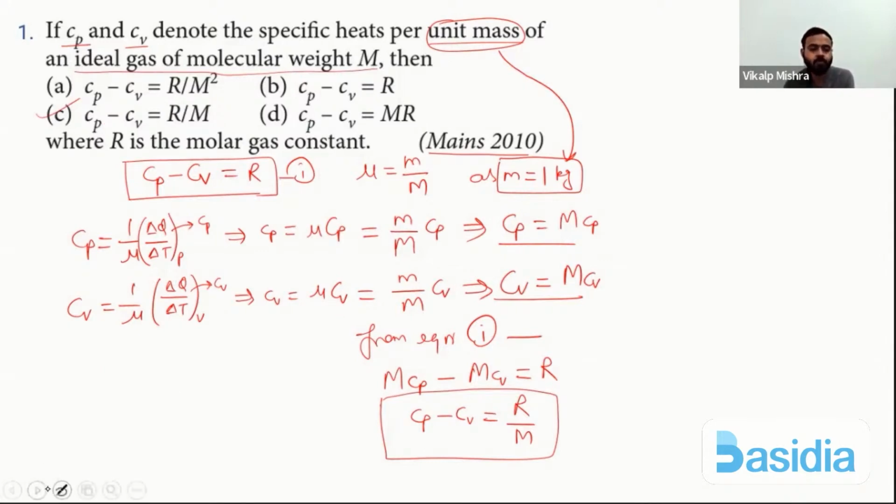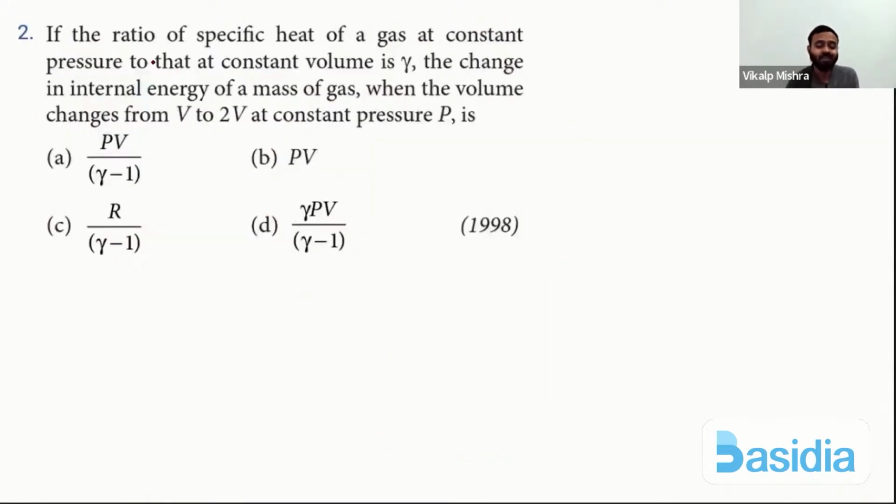Okay, now we will move to the next topic. Not the next topic, one question is remaining from this topic. Okay, let's see. In this question they have given that the ratio of specific heat capacity of a gas at constant pressure to that at constant volume is gamma. As we have already defined, Cp by Cv equals gamma. Now the change in internal energy of a mass of gas when the volume changes from V to 2V at constant pressure P.